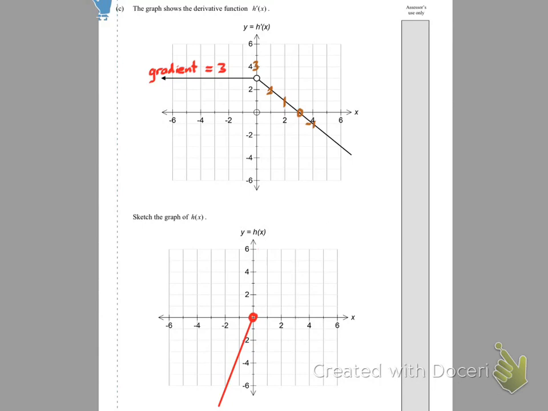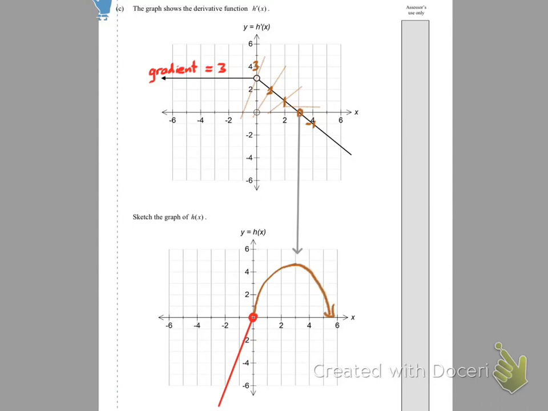Now the gradient on the right side, the gradient changes. It's 3, then it's 2, then it's 1, then it's 0, and negative 1. So what does that look like at 3? There's a gradient of 3, there's a gradient of 2, there's a gradient of 1, there's a gradient of 0. The key point would be the turning point. The turning point has to be somewhere where x equals 3. So I've done a sketch like that.